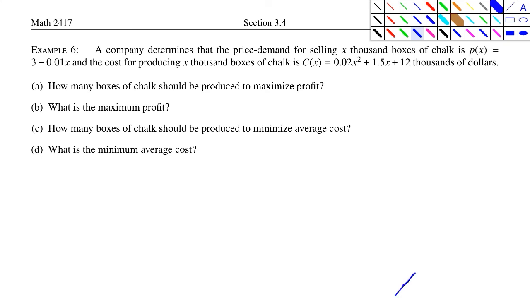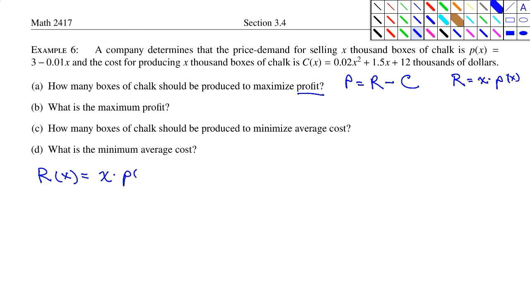So we need to come up with the profit function. Recall that profit is equal to revenue minus cost. And also recall that revenue is equal to x times P of x, the number of units times the price per unit. So let me start with the revenue function. That's x times P of x. So that would be x times 3 minus 0.01x. And that's equal to 3x minus 0.01x squared.